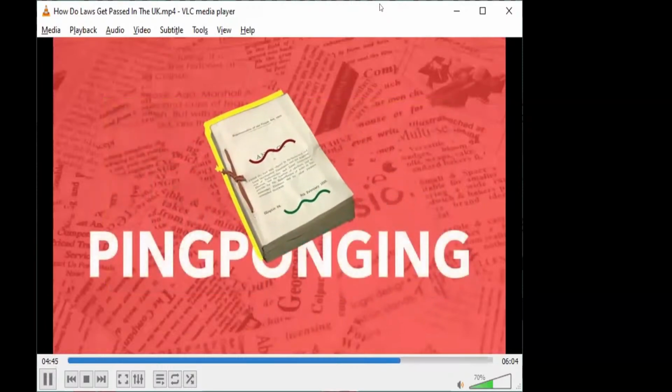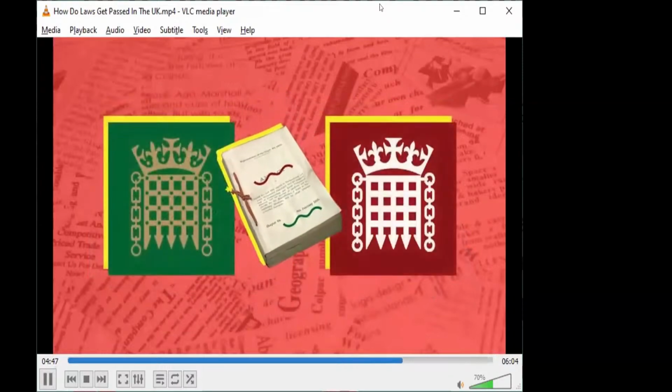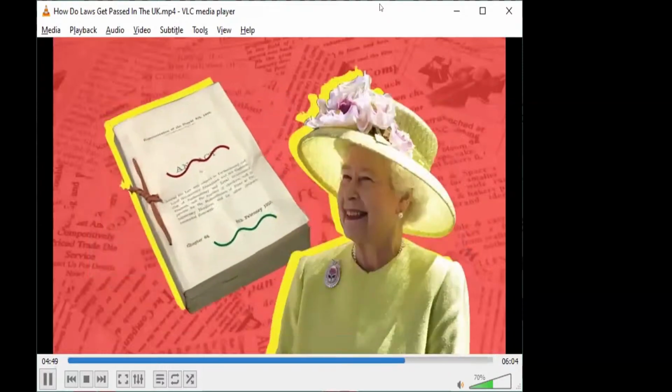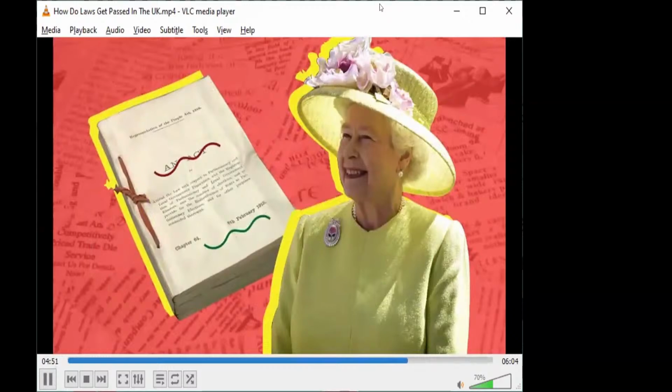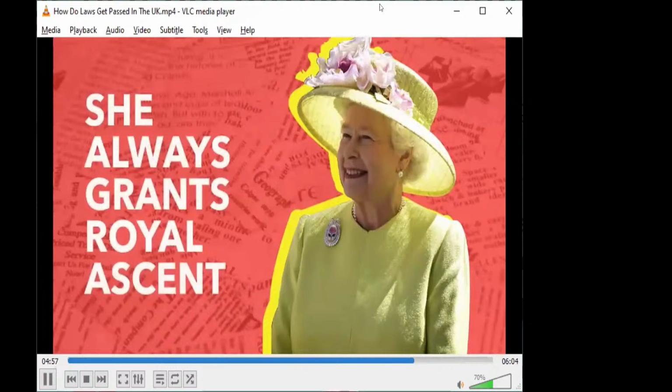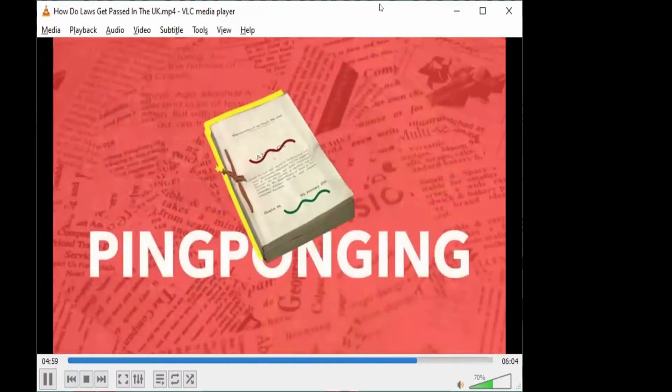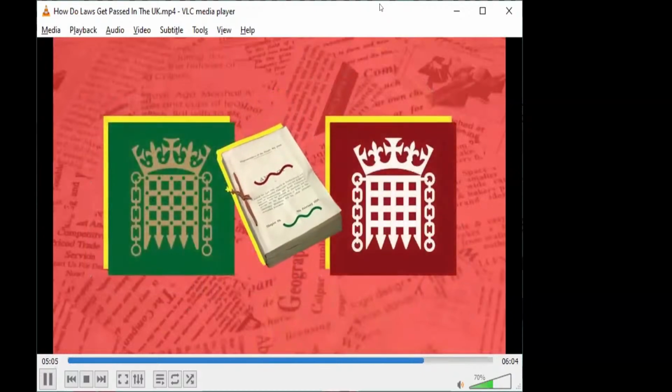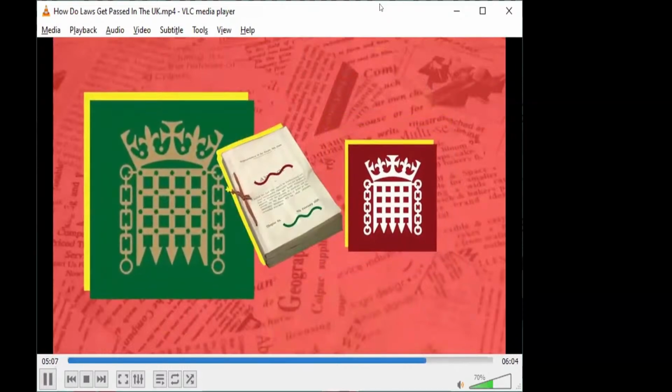Once the ping-ponging has stopped, and both houses have agreed on the wording of the bill, it's sent to the Queen for royal assent. This is when the Queen signs off the bill and allows it to become law. It's a convention that the Queen always grants royal assent. The Parliament Acts, mentioned earlier, can be used if during parliamentary ping-pong, neither house can agree on the wording of the bill. The House of Commons, in these exceptional circumstances, pulls rank.